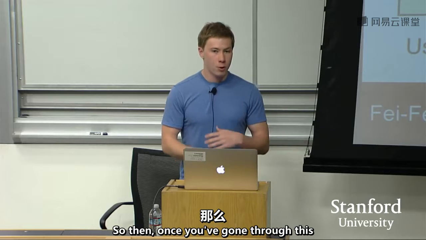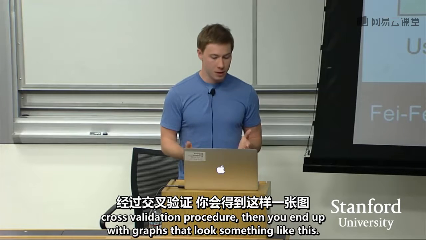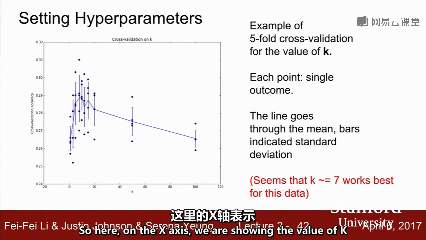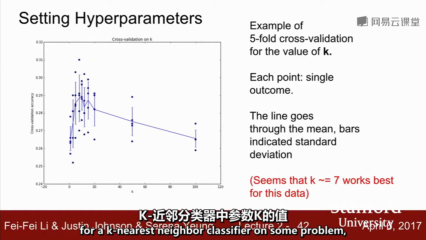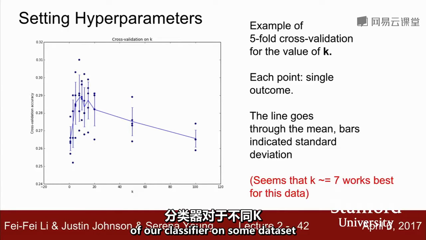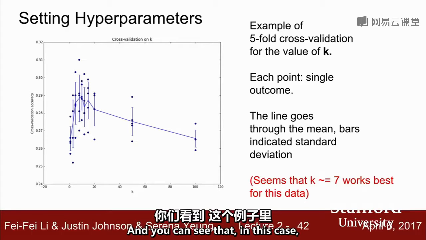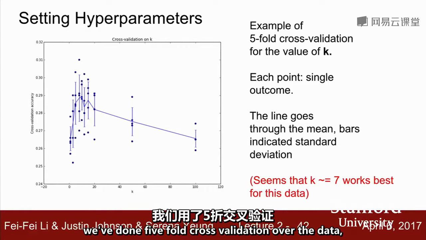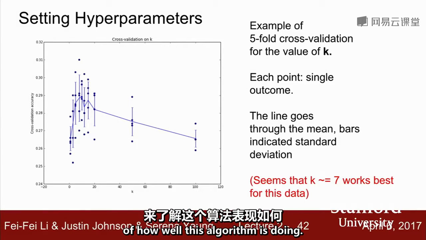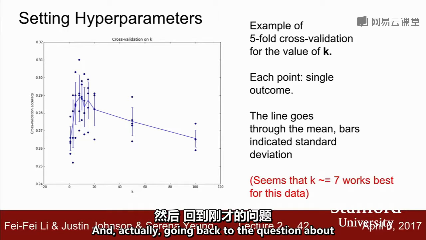So once you've gone through this cross-validation procedure, you end up with graphs that look something like this. Here on the x-axis, we are showing the value of k for a k-nearest neighbor classifier on some problem. And on the y-axis, we are showing the accuracy of our classifier on some dataset for different values of k. You can see that in this case, we've done 5-fold cross-validation over the data. So for each value of k, we have 5 different examples of how well this algorithm is doing.